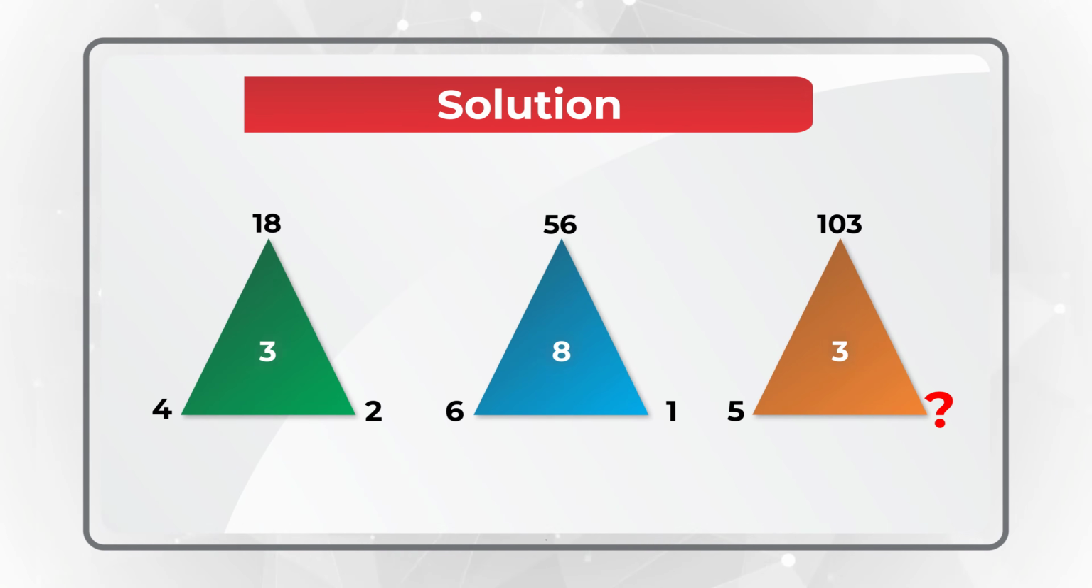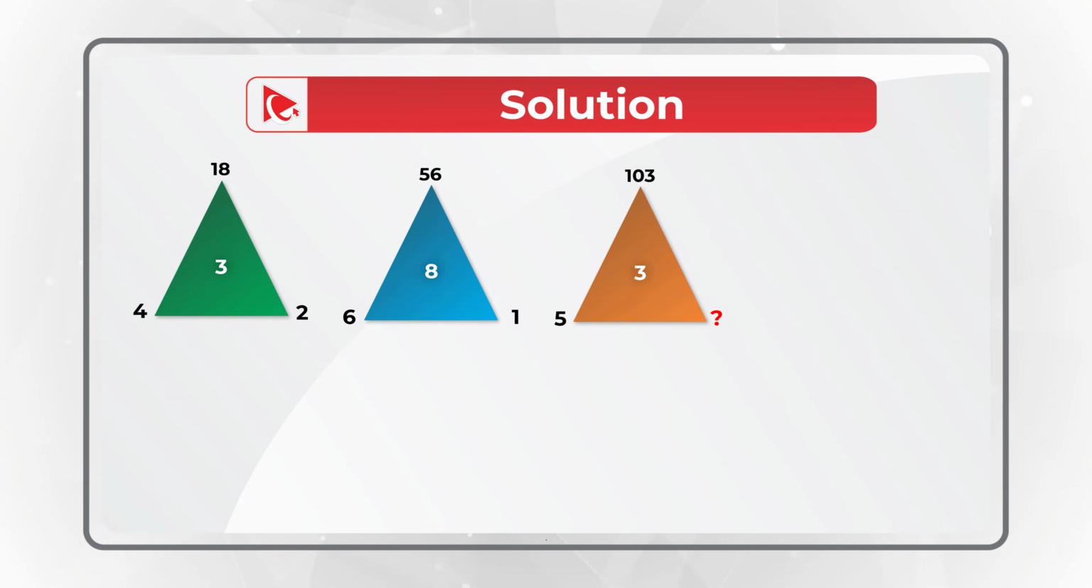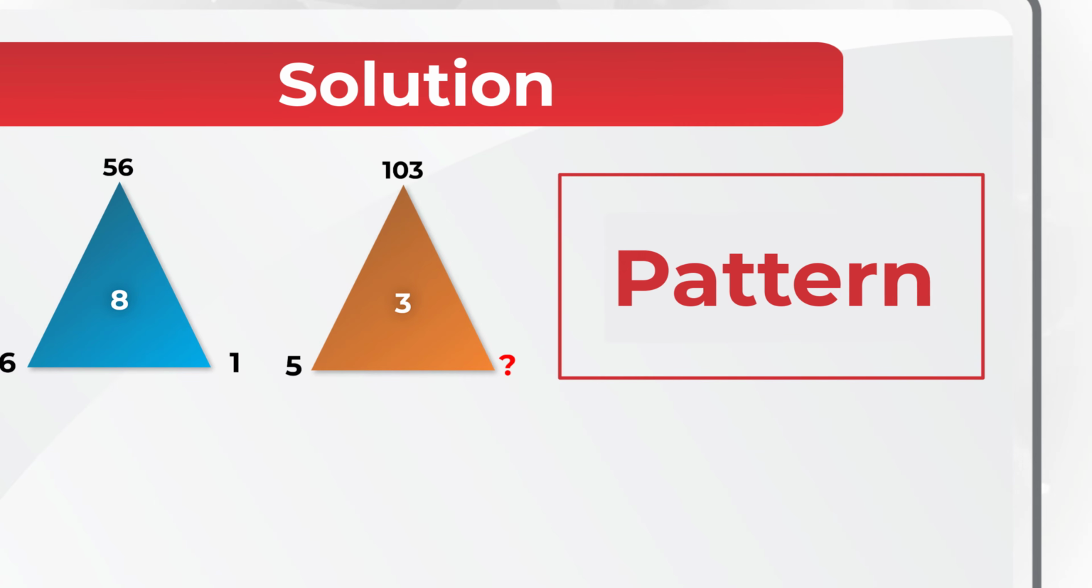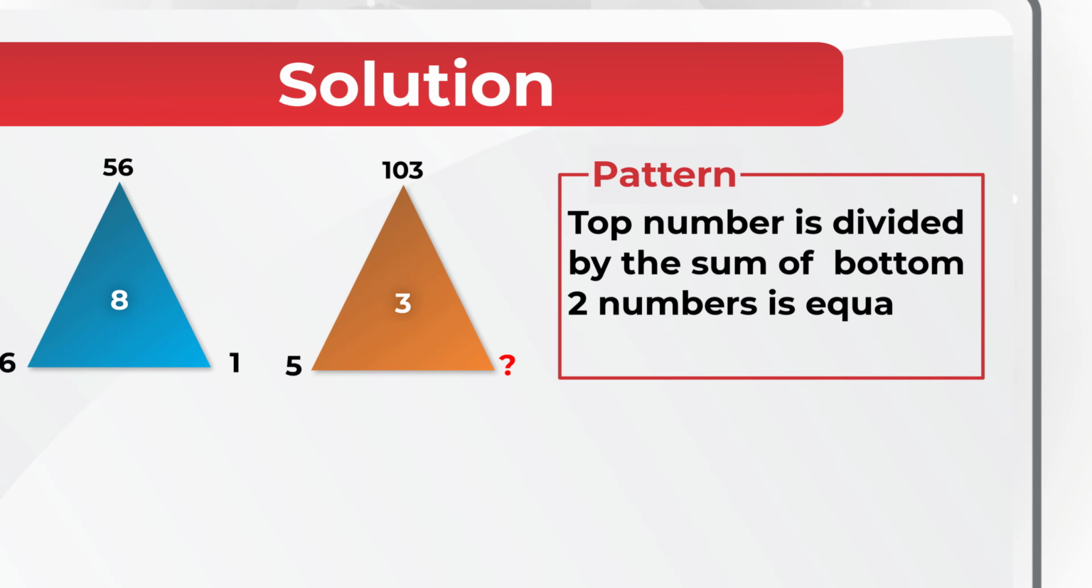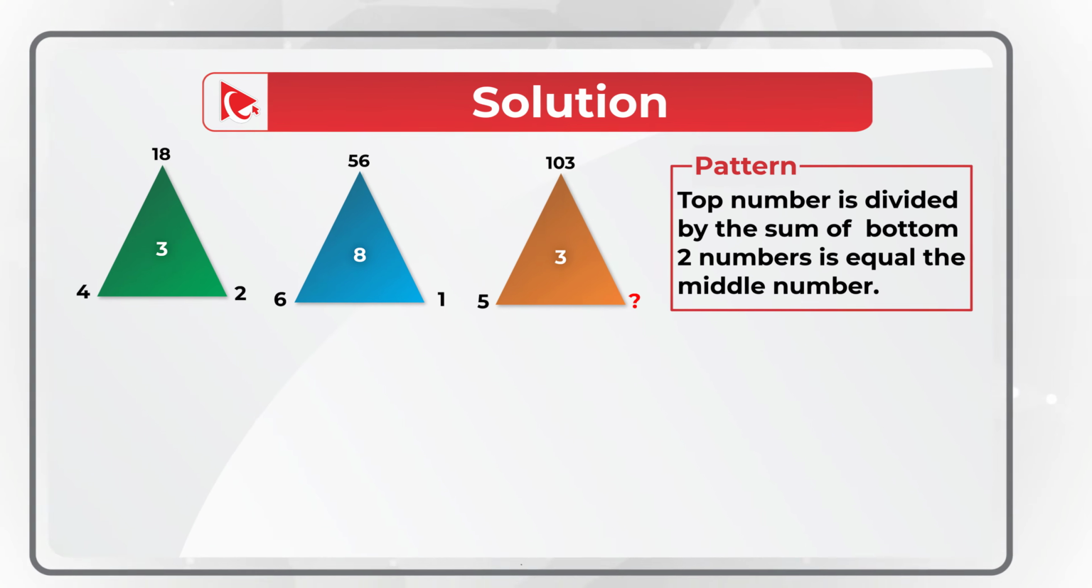One phrase that you hear on this channel the most is always look for patterns. And then the pattern here is that the top number divided by the sum of the bottom 2 numbers on the outside of the triangle is equal the middle number inside of the triangle.